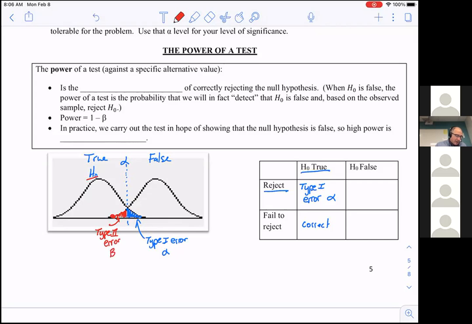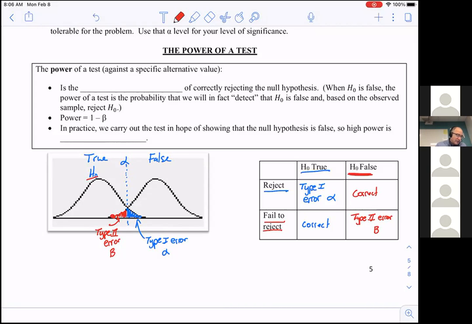And again, that's beta. So over here on the chart, if I have a false null hypothesis that I fail to reject, that's wrong. That is an error. So this is my type 2 error. So that means this is going to be the correct decision if my null hypothesis is false.